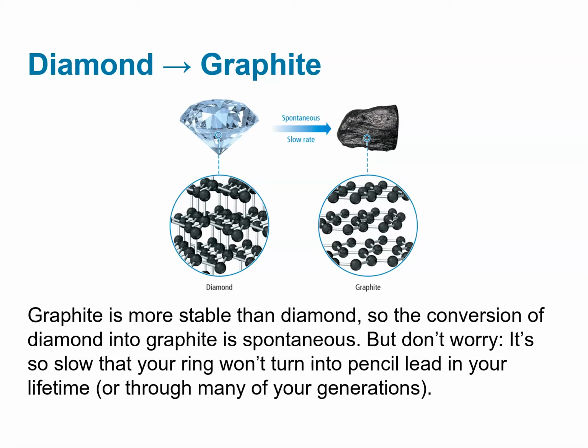So given enough time, it would be considered spontaneous for diamond to reconfigure itself once removed from that high pressure situation to revert to graphite. Now, of course, this is going to happen astonishingly slowly. So, another example of something being thermodynamically favorable not equating to something happening quickly.